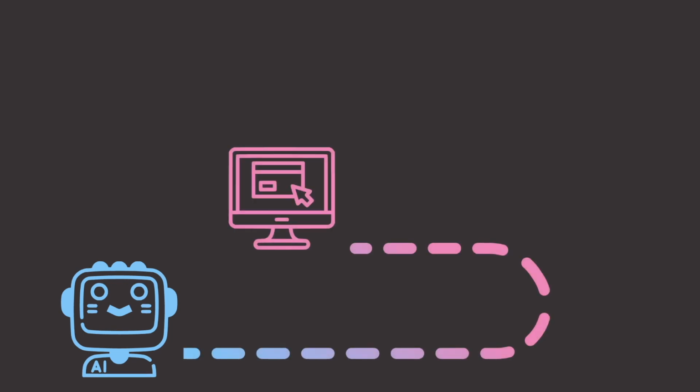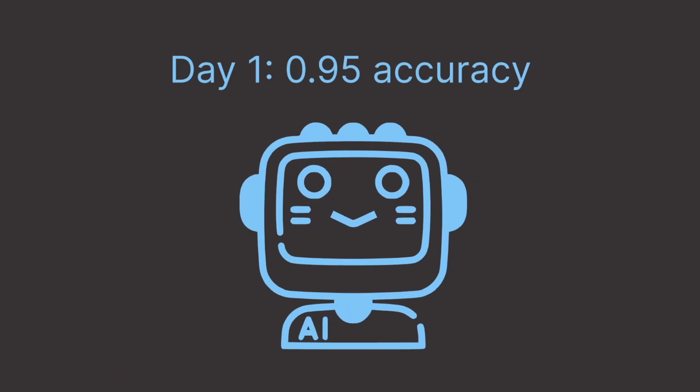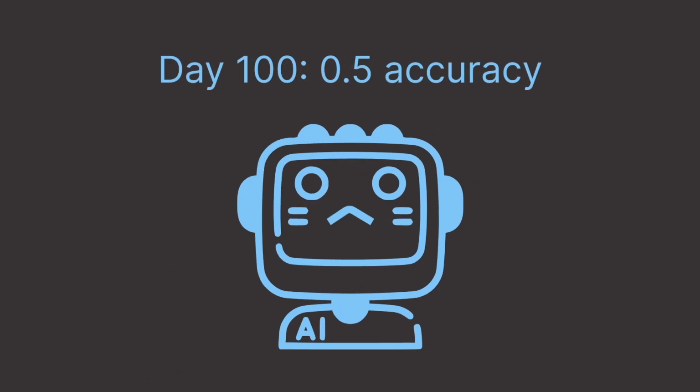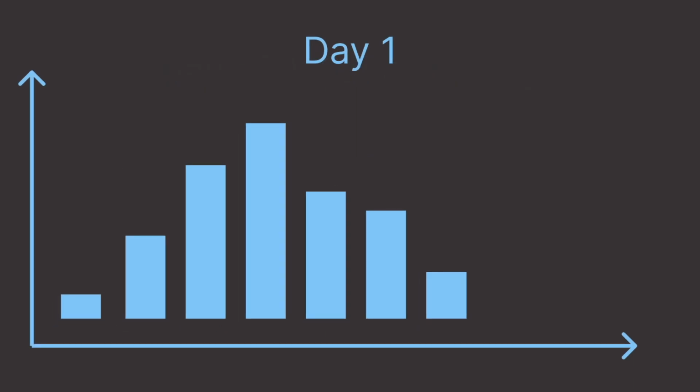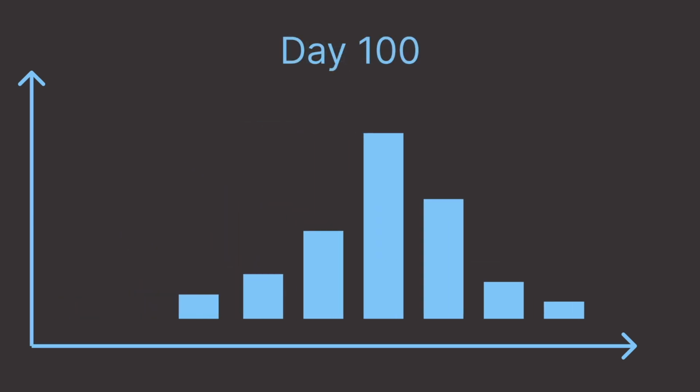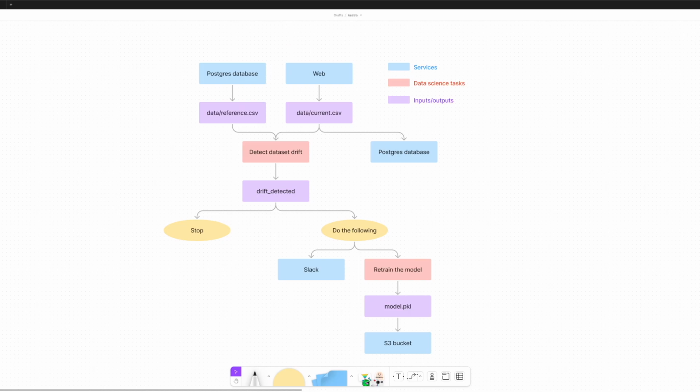After deploying a machine learning model, the journey doesn't end there. The model's performance can decline over time due to data drift. Data drift occurs when the distribution of input features in the production environment deviates from the distribution seen during model training.